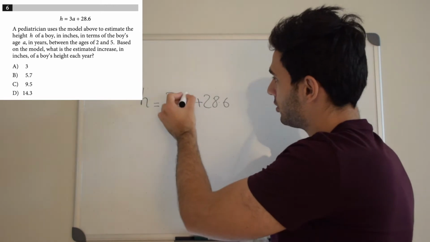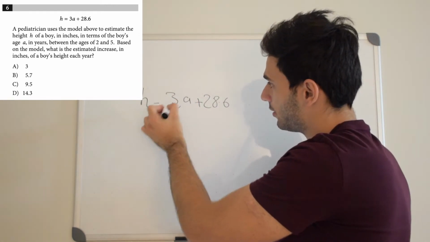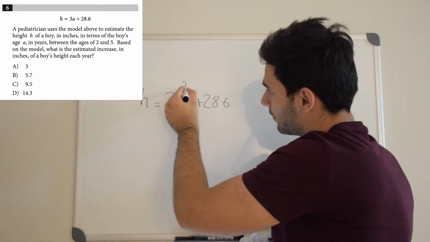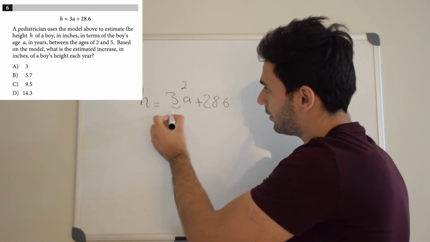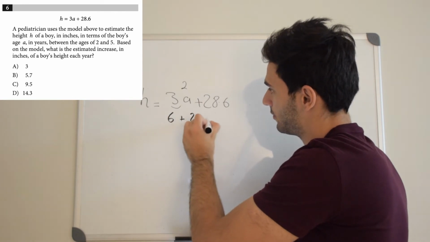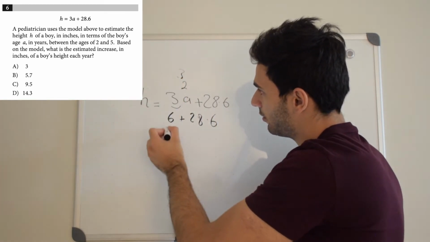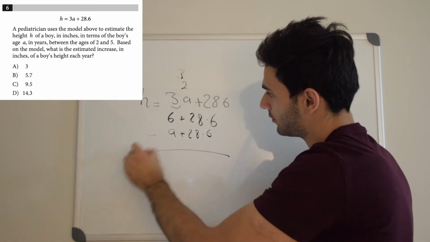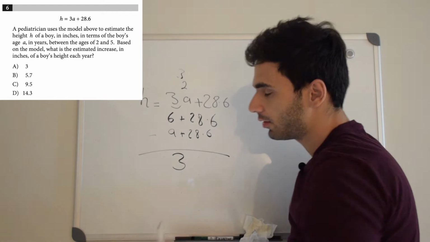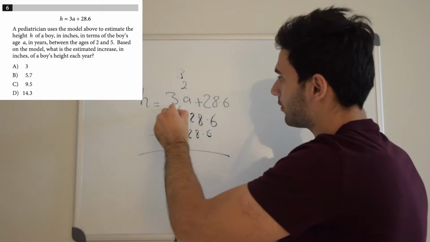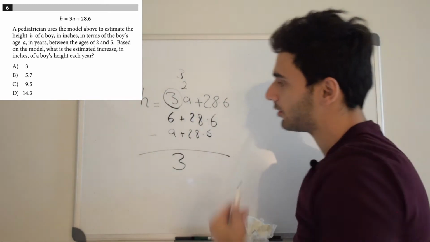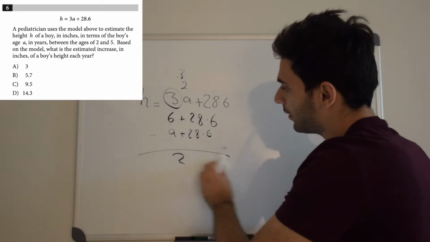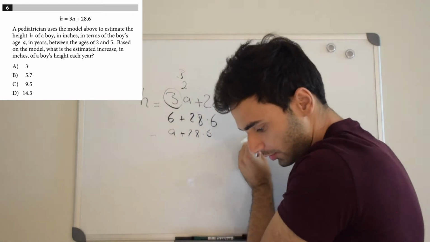So each year it increases 3 inches, right? Example, year 2, the height is 6 plus 28.6. Year 3, the height is 9 plus 28.6. If I subtract them, 3. Each year 3, and the coefficient of A is 3, so you didn't even need to solve it. So the answer is A.